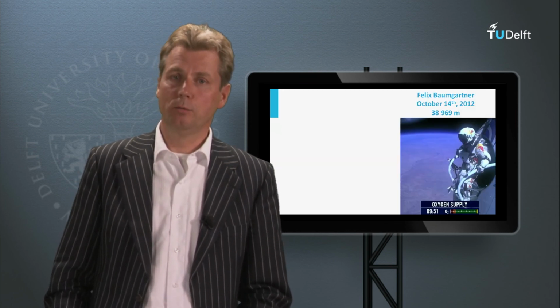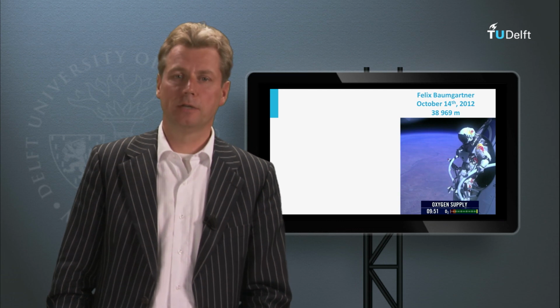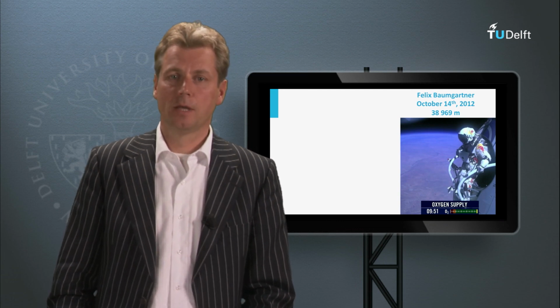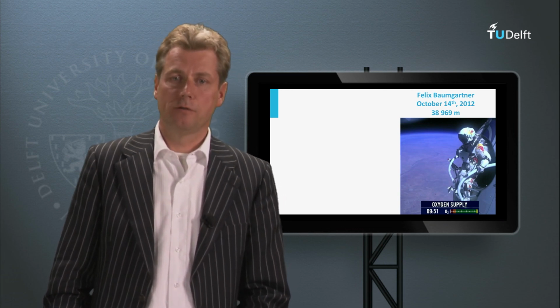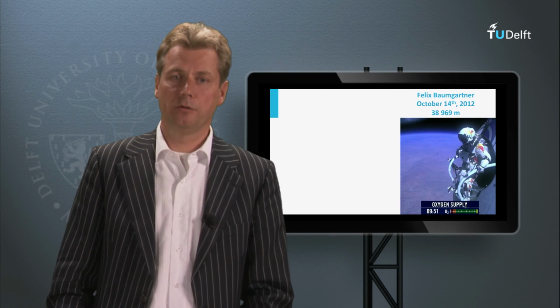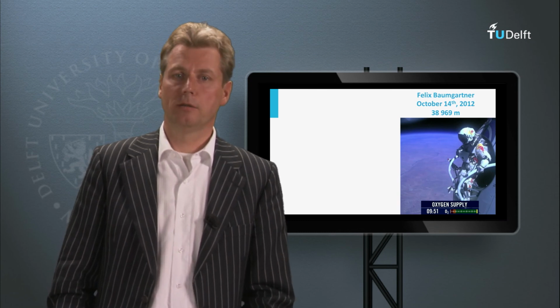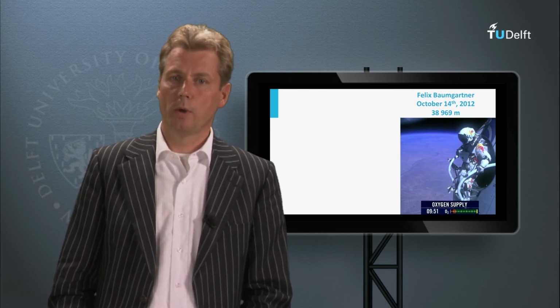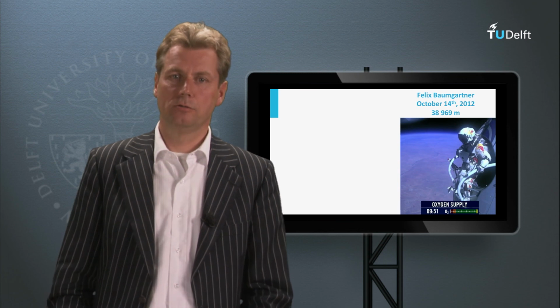Somebody who actually went really to a high altitude in the atmosphere was Felix Baumgartner. He made a record jump of over 38 kilometers altitude using a helium balloon to get to this altitude. And you can see him here wearing a sort of astronaut suit.